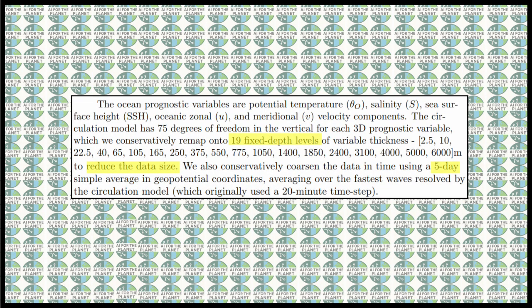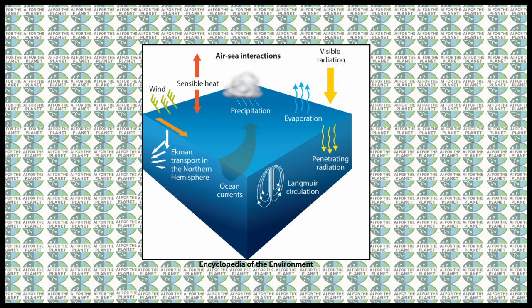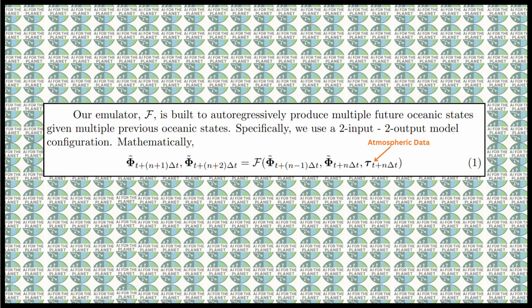While OM4 describes these values separately for 75 different depths and updates them using 20-minute time steps, for their emulator, the authors reduced this to just 19 depths and time steps of 5 days. They also reduced the spatial resolution of the model. These choices all help the emulator to run faster. Importantly, we can't predict the state of the ocean in the future just by looking at the ocean in the past. Ocean dynamics are also driven by interactions with the atmosphere. So at each time step, the model also takes in the current atmospheric state, which is provided from historical data.